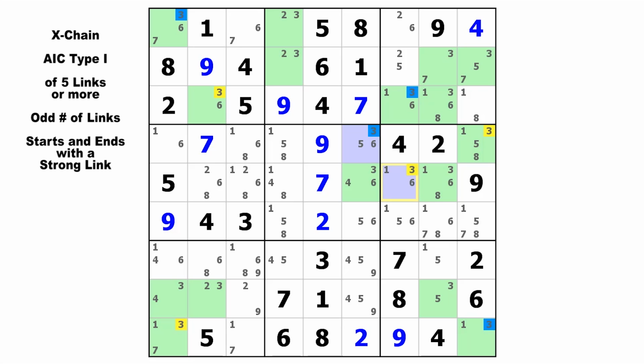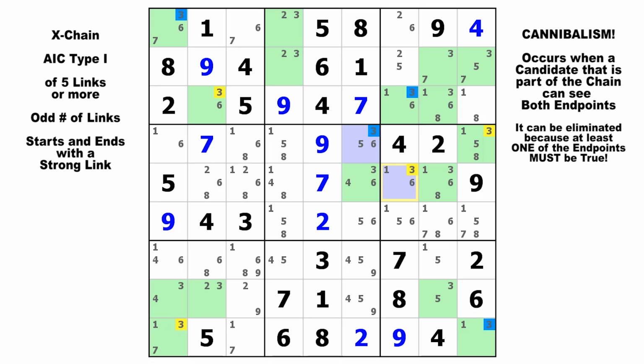And once again, we've got a cannibalistic elimination. This 3 right here can see both ends of the chain, and it is part of the chain. So that is false, and the other candidate 3 is this one. That is also false. And you can eliminate both of them. Now, normally, it would not be possible for an elimination to occur in row 4 because we had a strong link in that row, but because it's a cannibalistic elimination, you can eliminate that candidate 3.